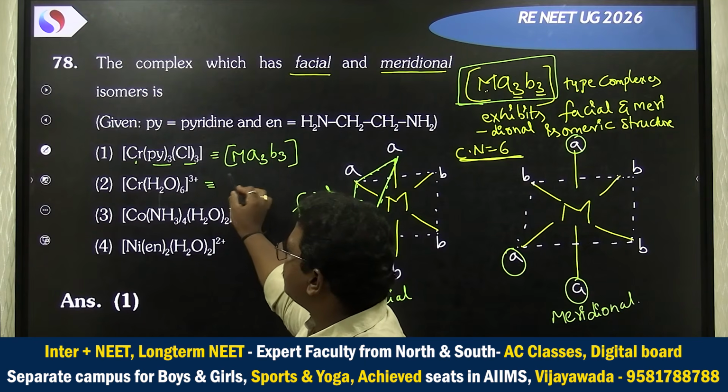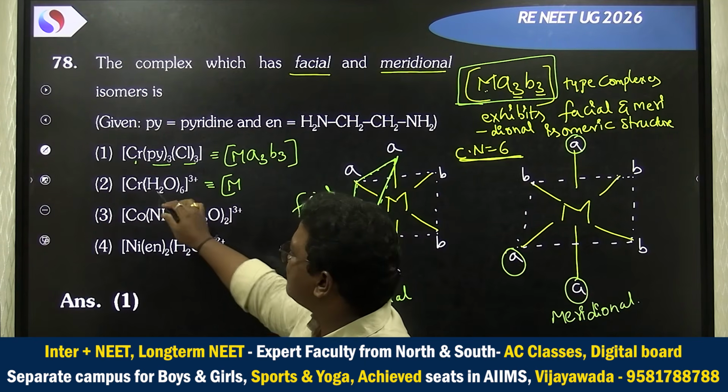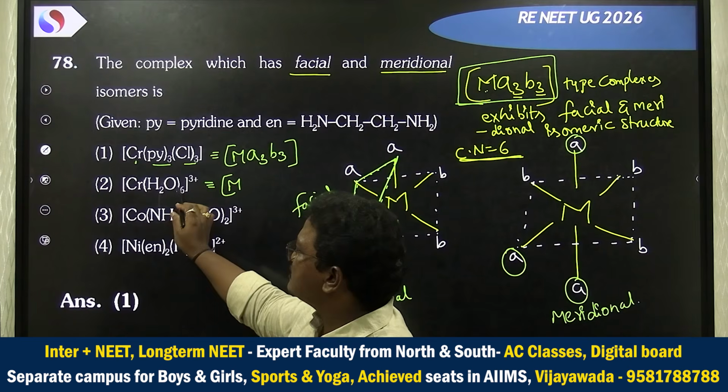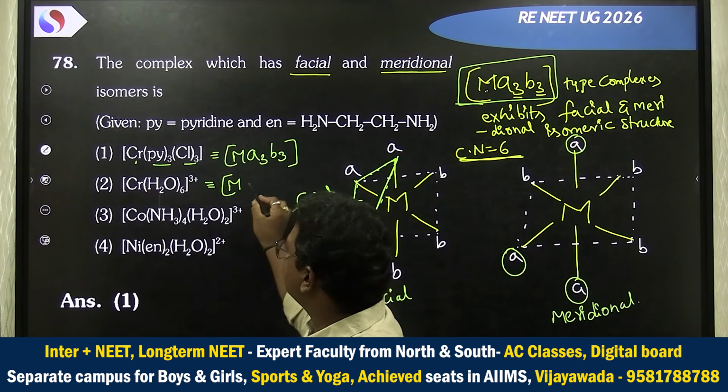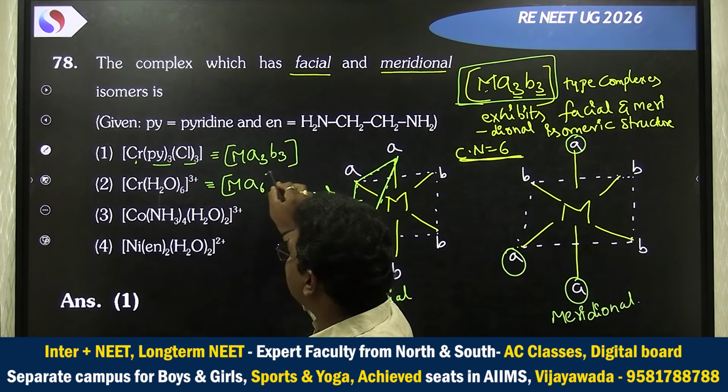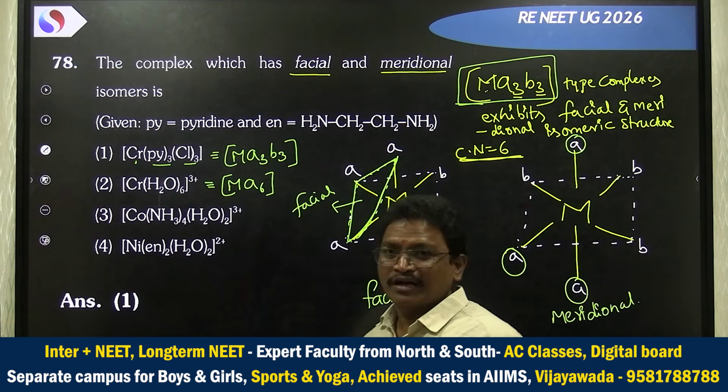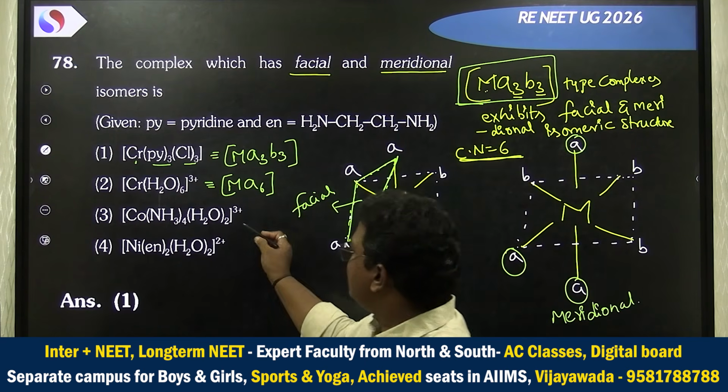How can we write this? One central metal atom. How many ligands are there? 6 are water molecules. Same type of ligands, so I write it like this. It looks like an MA6 complex.